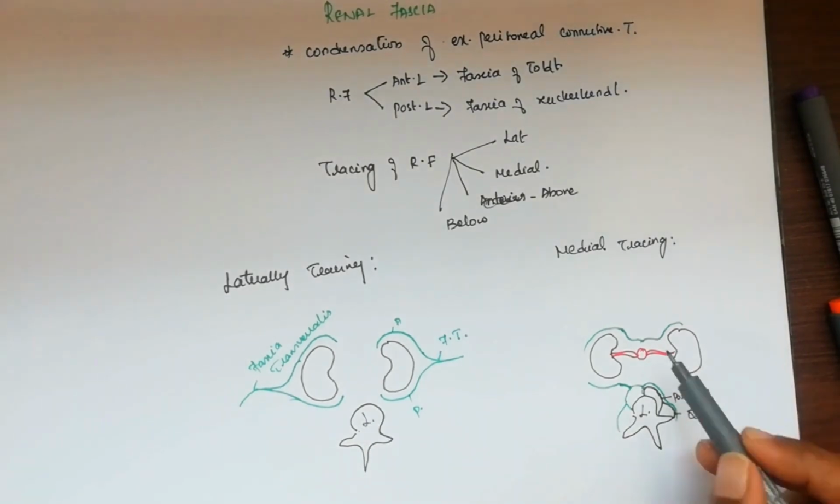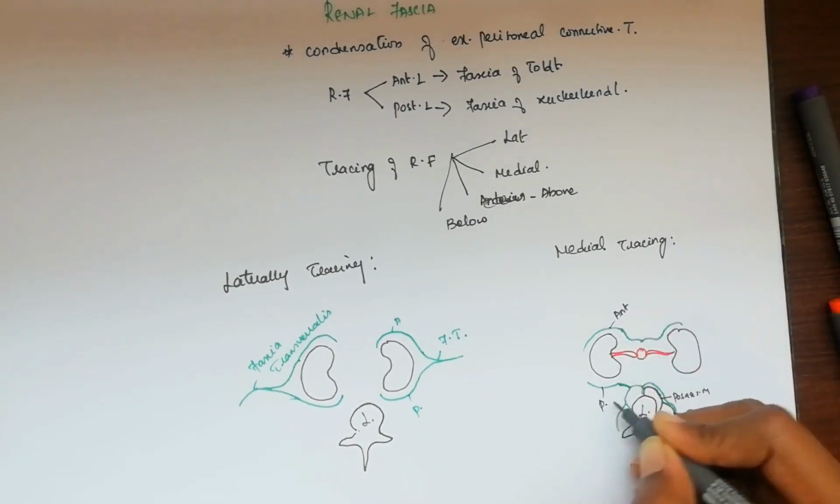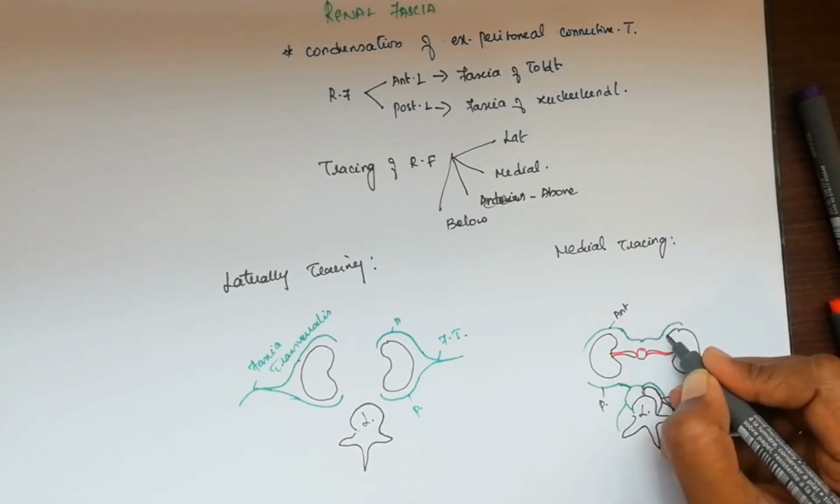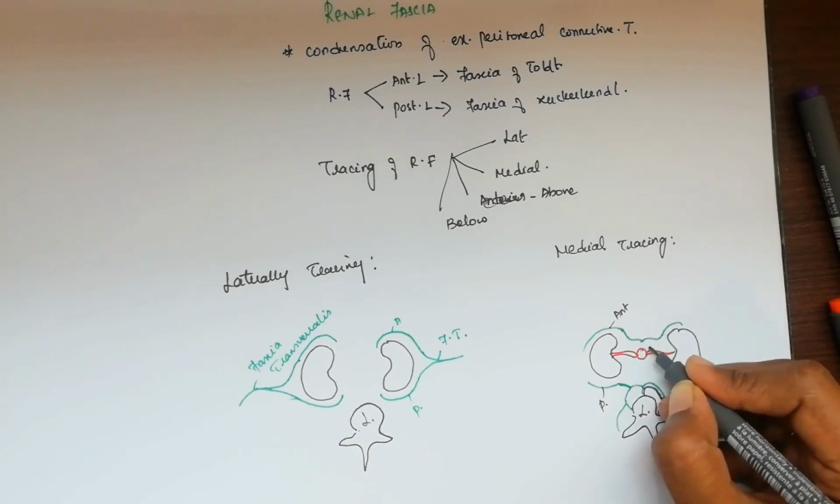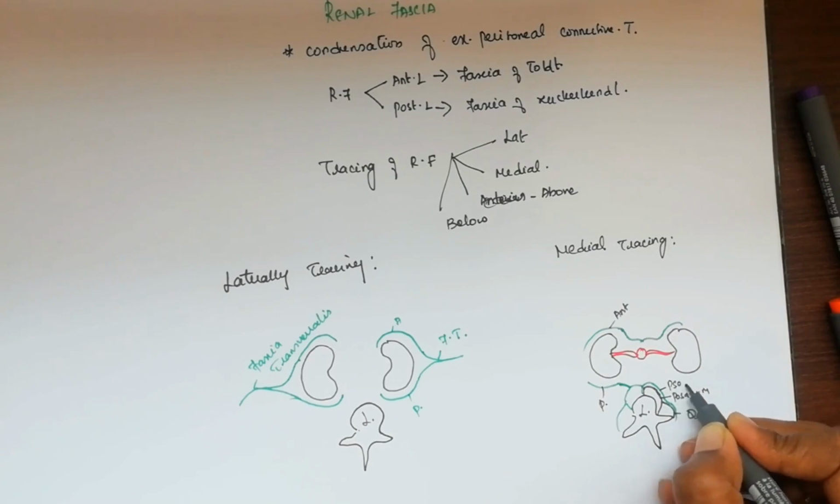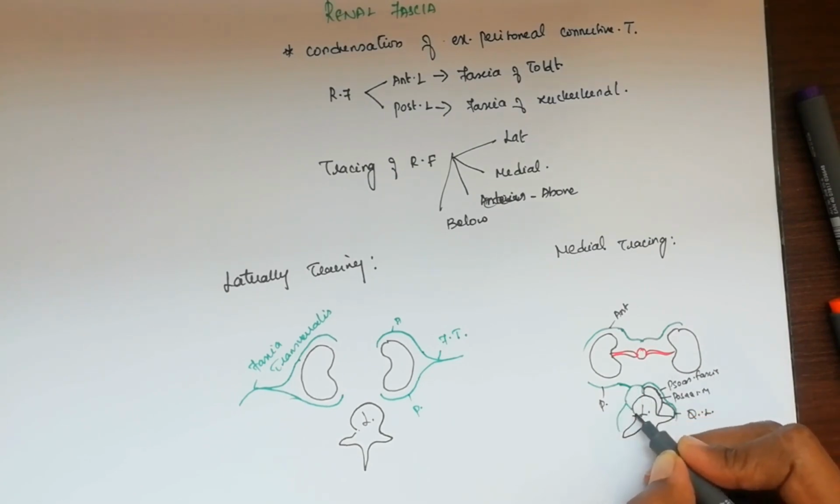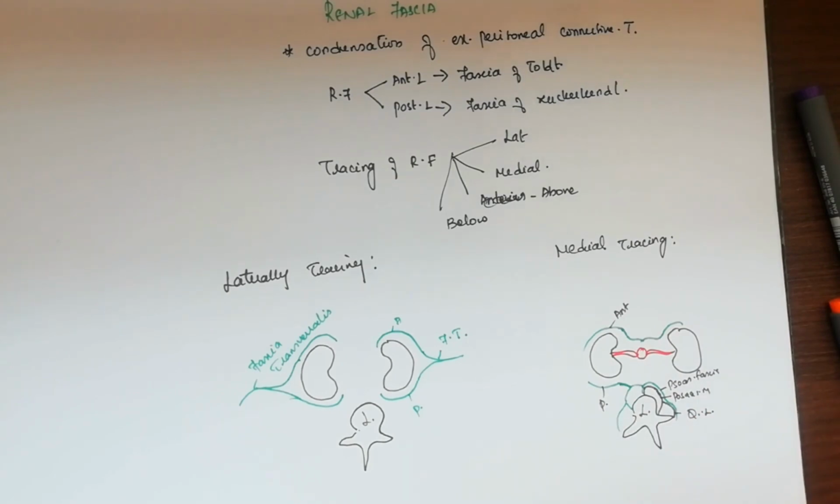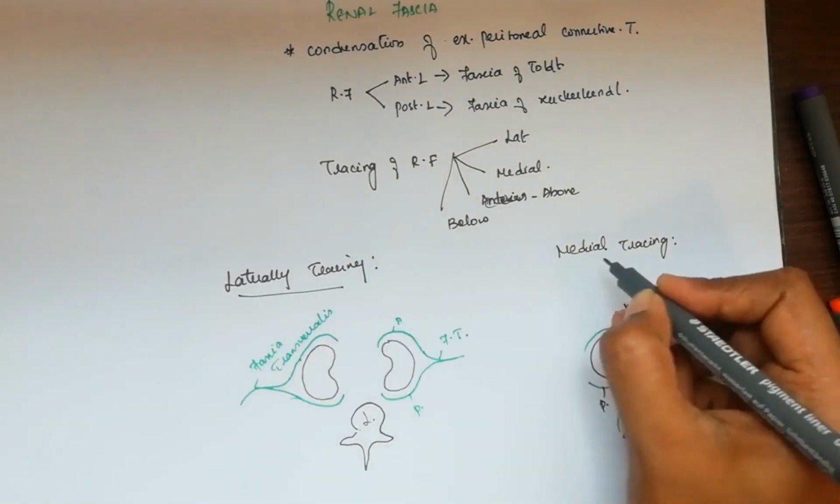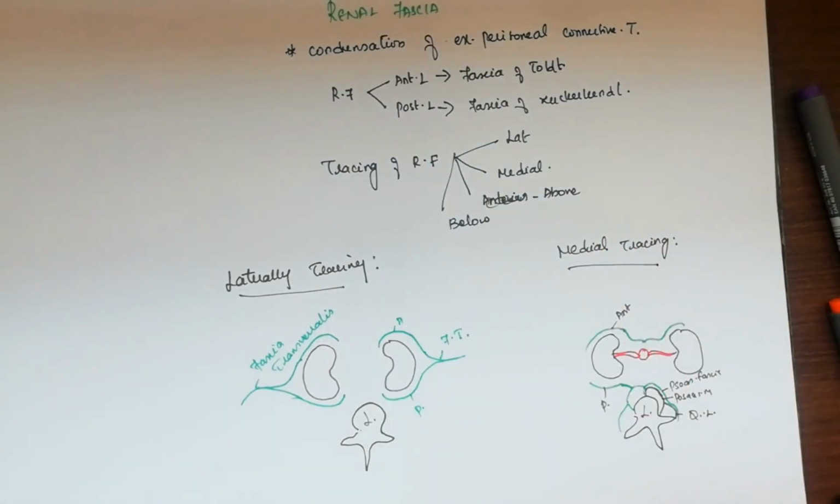So now we have got the medial tracing. This is anterior and this is posterior. Anteriorly it is joining with the opposite side fascia and covering the vessels. Posteriorly it is joining with psoas fascia from either side, and then it is going to attach with the lumbar vertebra. So this is the lateral and medial tracing of renal fascia. Now we will move on to above and below tracing of this fascia.